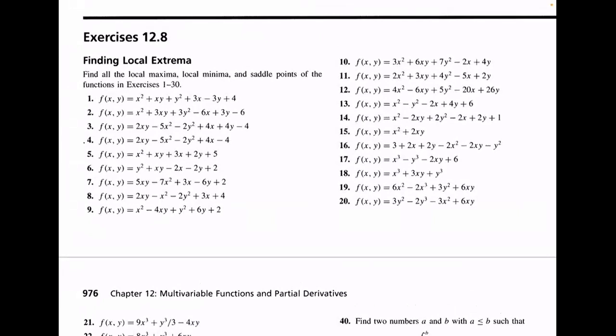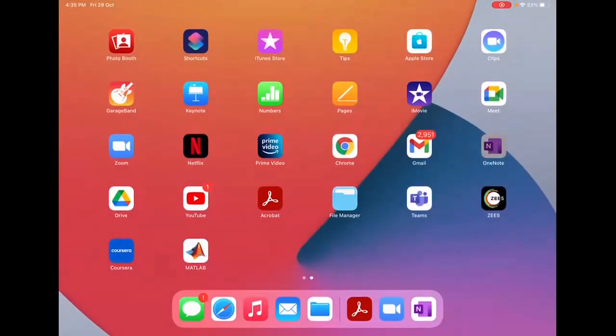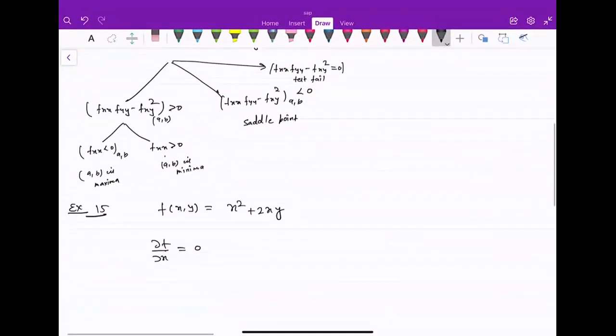So the function is what? x square plus 2xy. So what do we have to compute? Maxima, minima and saddle point, whatever exists. So we have to check whether there exists a local maxima, local minima or saddle point. Whichever of these three exists, we will see accordingly.